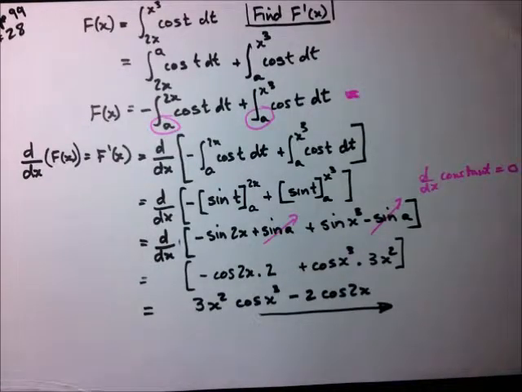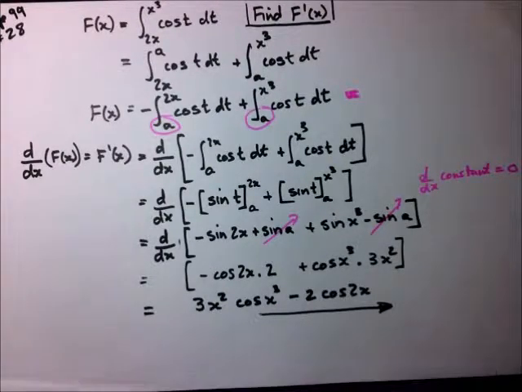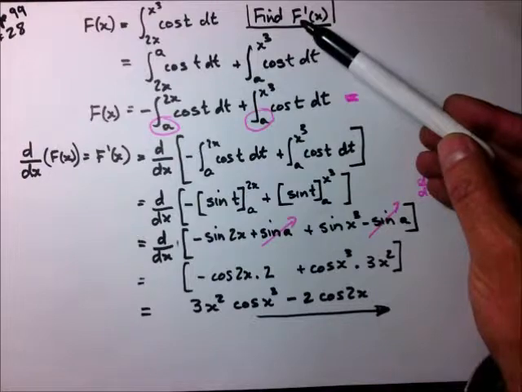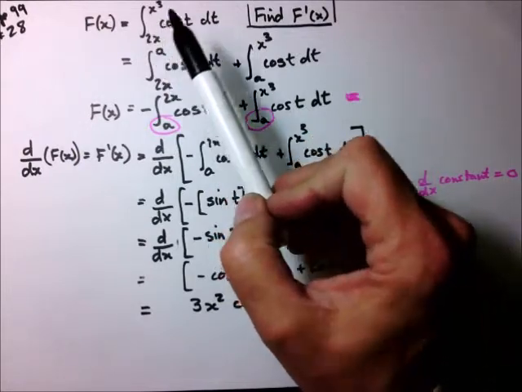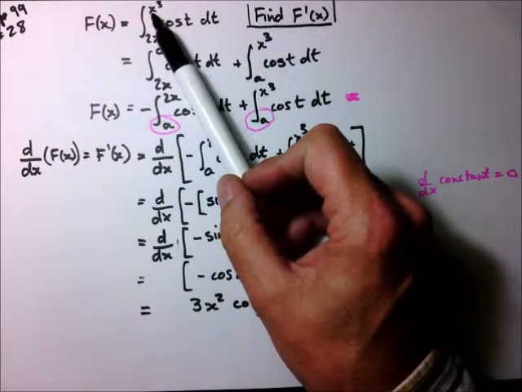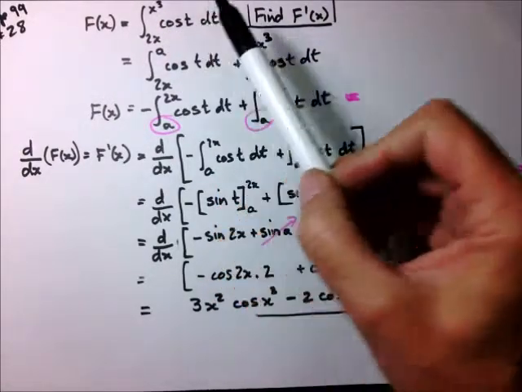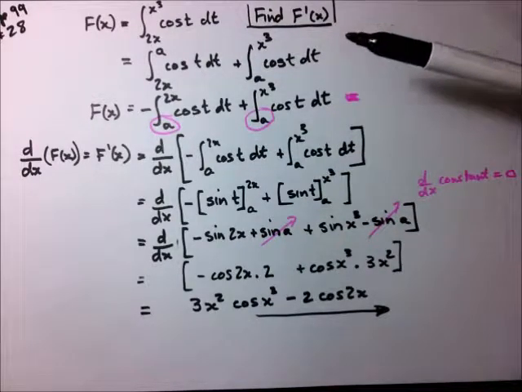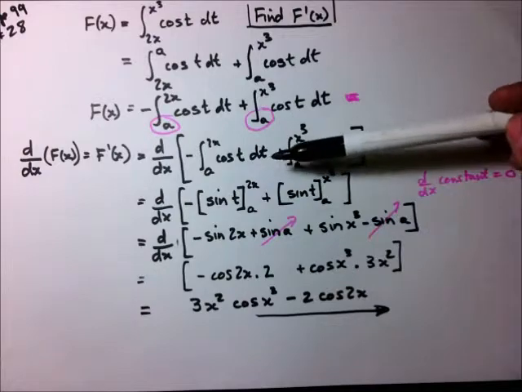Hi. In the previous example, we looked at example 28 from page 99 in the study guide, where we were asked to find the derivative of capital F of x, where f of x was defined in terms of an integral with the lower limit 2x and the upper limit 3x squared of the function cos of t with respect to t. We did that the long way around, and I mentioned that we can use the fundamental theorem of calculus to simplify this process a lot.